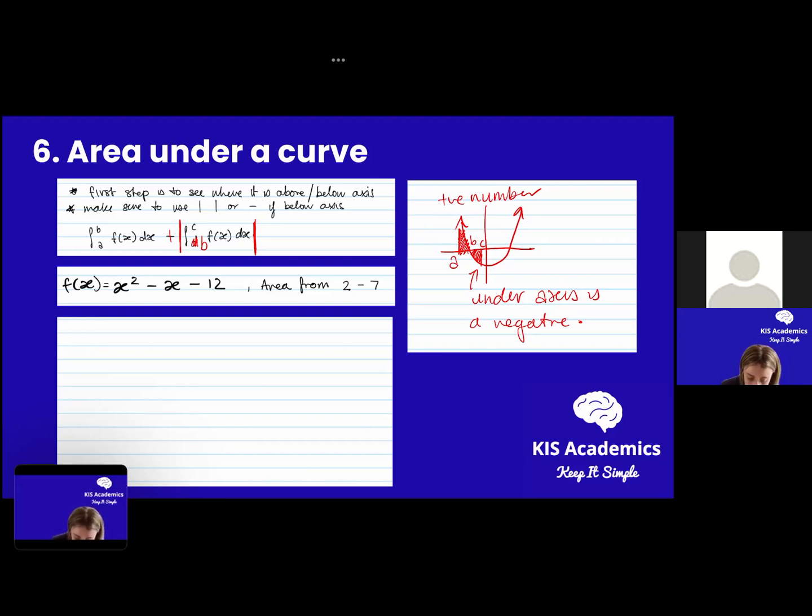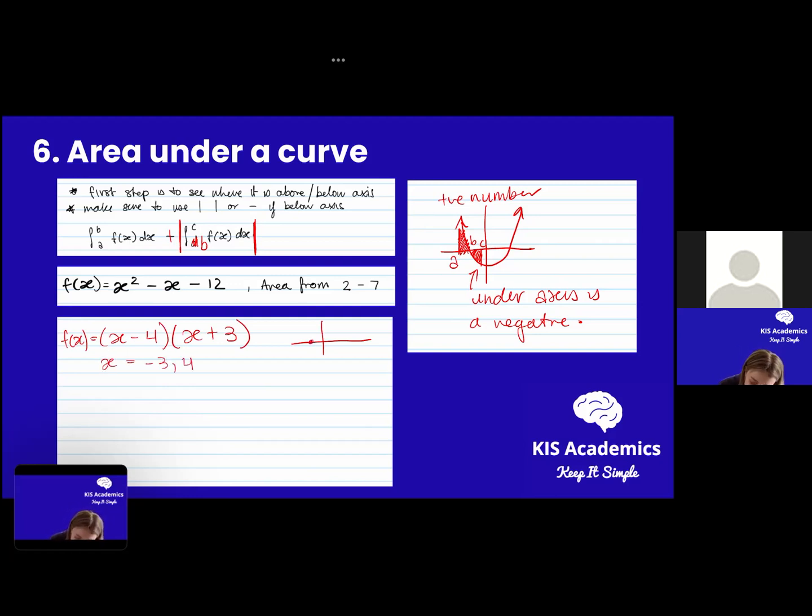So if we factorize this, what multiplies to give negative 12 and adds to give negative 1, I would say is x minus 4 times x plus 3. Does that work? Yes, that works. Okay, that's great. So that's going to be our f of x. Now, if we drew this little postage stamp, our x-intercepts are going to be negative 3 and 4.